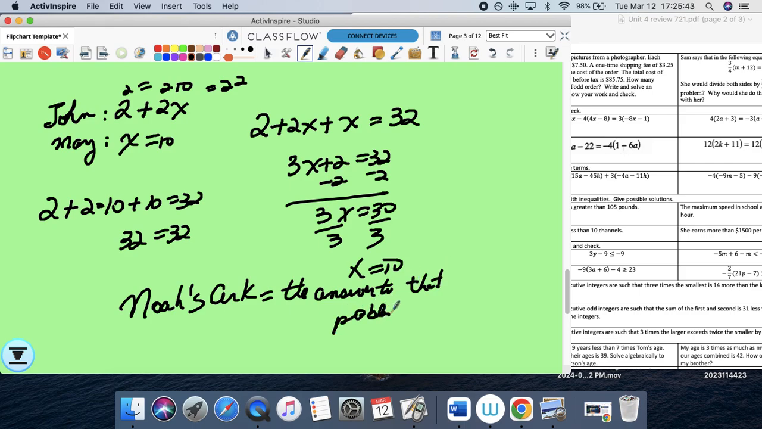Okay, so I want you to write down what was the answer to that problem. I will post the problem up in case you forgot or you don't have it, but that's the bonus word.